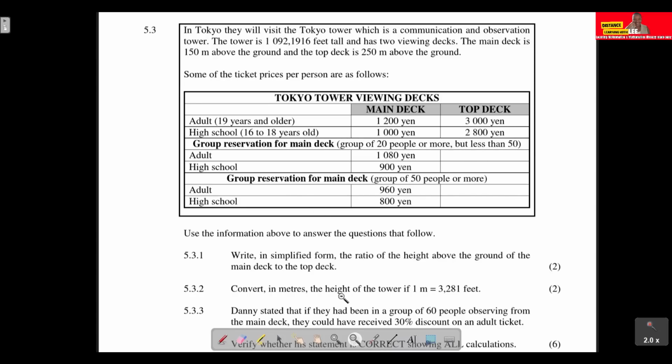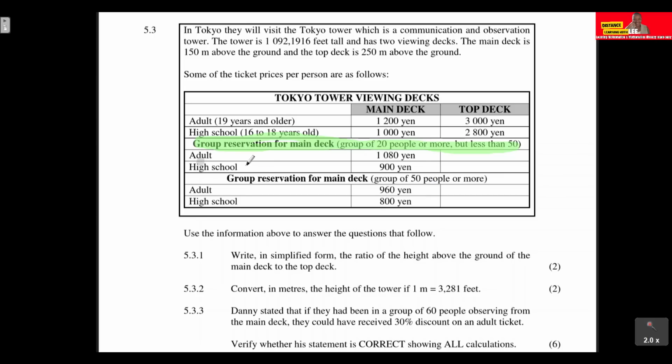They also give us important information here. If you go as a group and you want to view the main deck, as adults you'll pay 1,080 yen, and learners that are in high school will pay 900 yen. That is if you go as a group of 20 people or more, but less than 50. That is how much you'll pay.